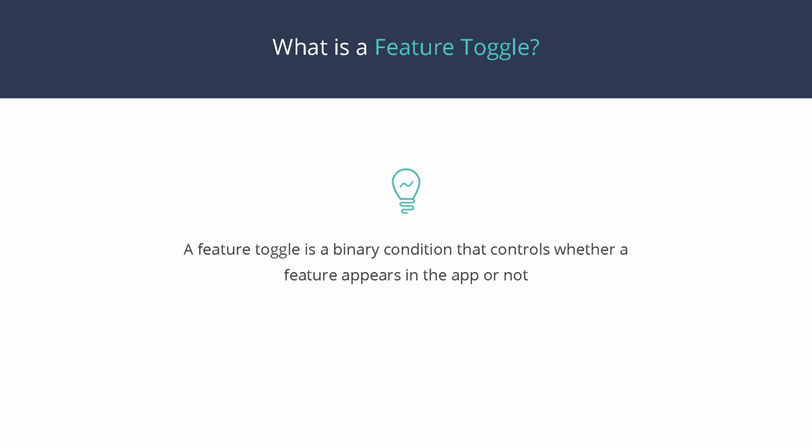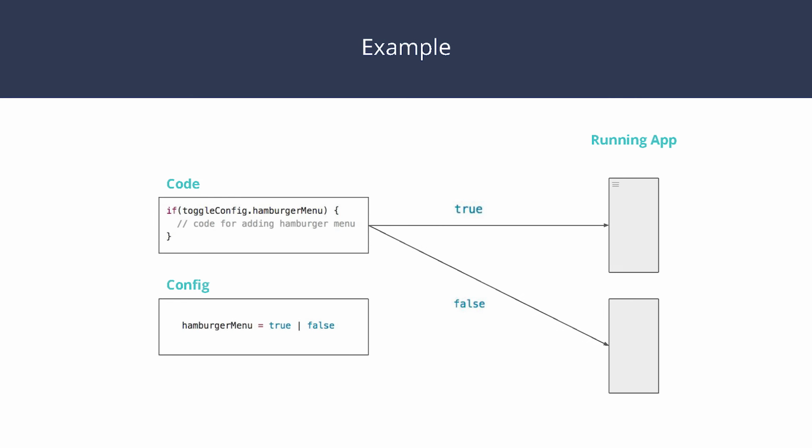So what is a feature toggle? A feature toggle is a binary condition that controls whether a feature appears in the app or not. I'll just give a basic example here. Here we have a feature toggle that's controlling whether or not a hamburger menu is appearing in your app. So let's say you want your app to conform to Apple's user interface guidelines and you want to add a hamburger menu. I'm just kidding. But yeah. In that case, if you want to add that in, you might want to add a feature toggle for that.